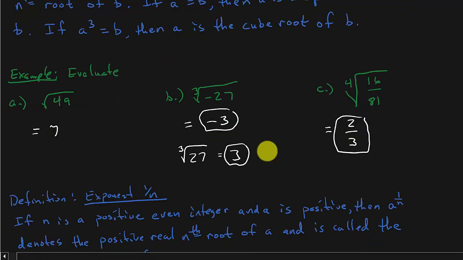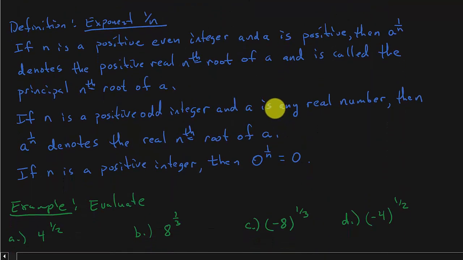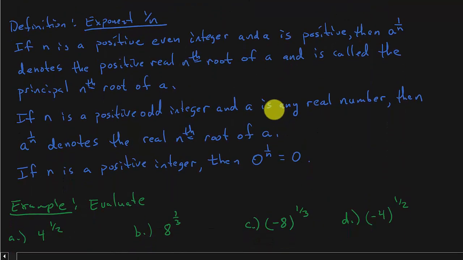All right, let's look at this. What if we have an exponent of 1 over n? If n is a positive even integer and a is positive, then a to the 1 over n denotes the positive real nth root of a and is called the principal nth root of a. That's what I talked about earlier.